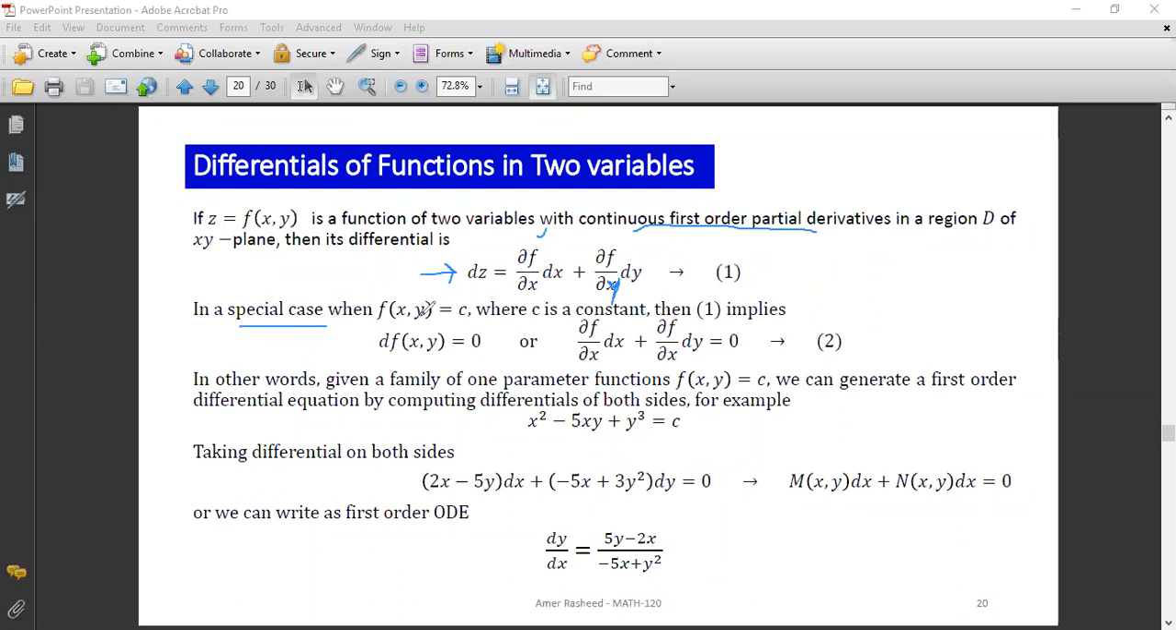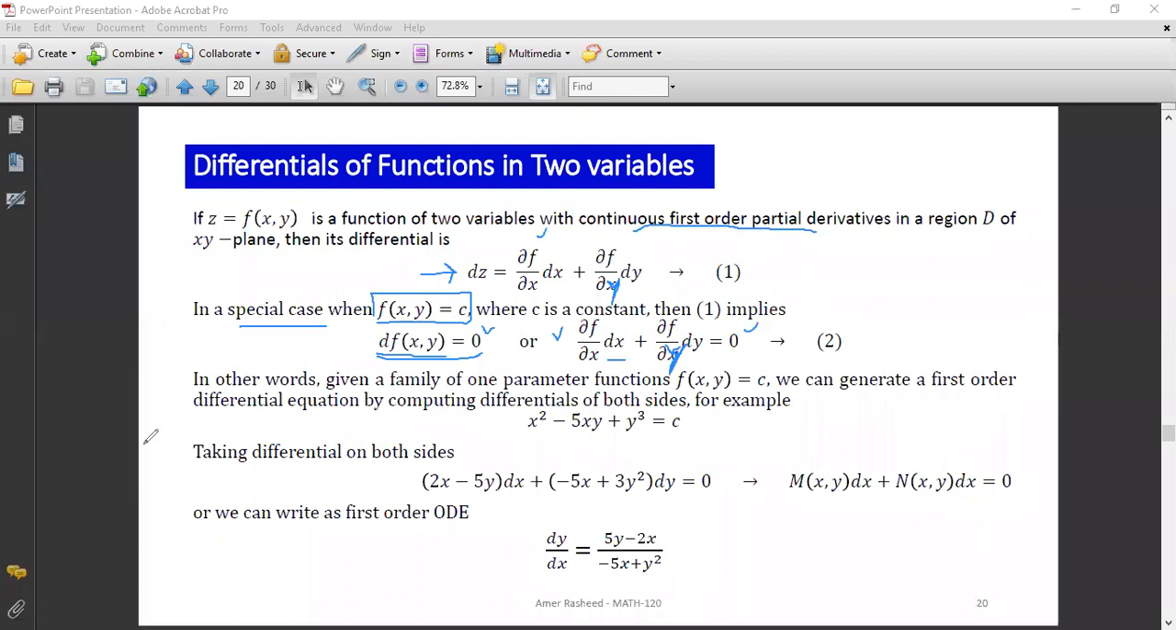In a special case, when the function f(x,y) is equal to c, then df(x,y) must be 0 because the right hand side is constant, and df(x,y) can further be written in this form: partial f over partial x dx and partial f over partial y dy. Here we must have y, it's a typo. So partial f over partial y dy is equal to 0 because the right hand side is 0. So this is basically the basic definition of the differential of a function in two variables.